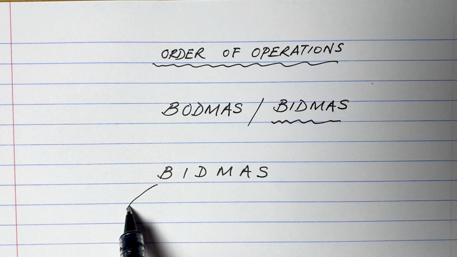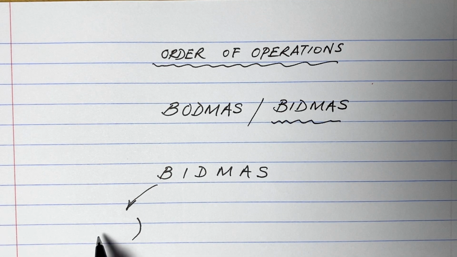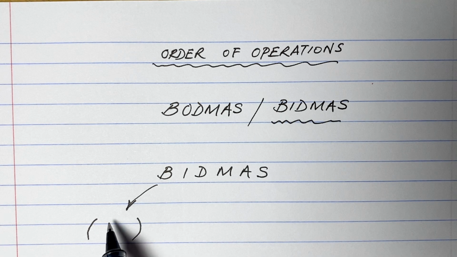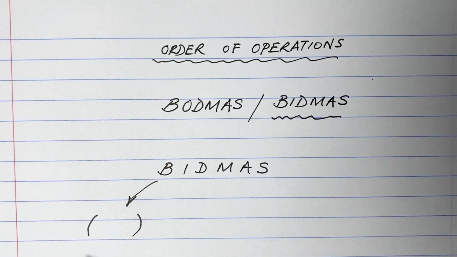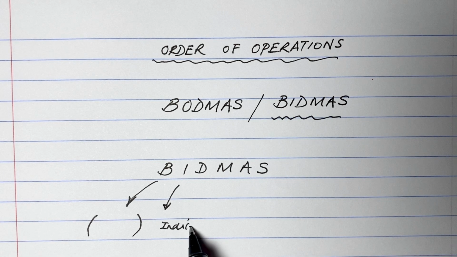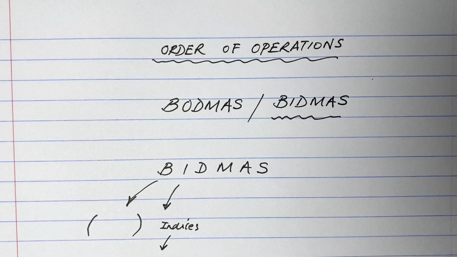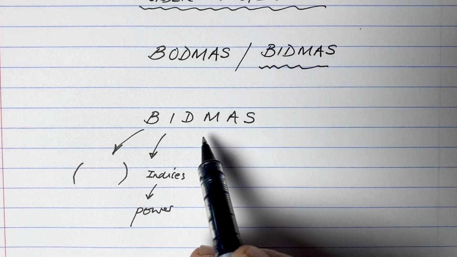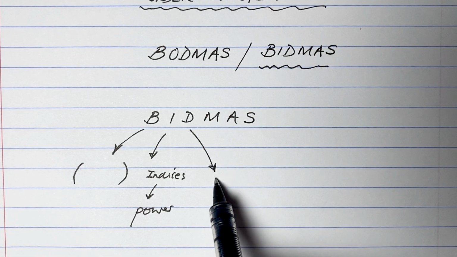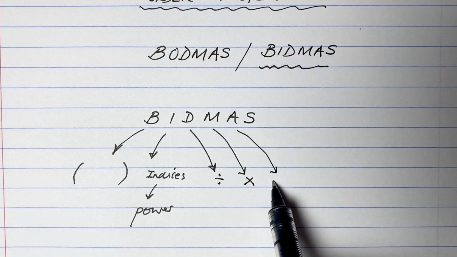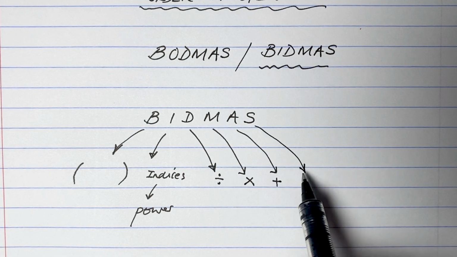B stands for brackets. What that means, first thing you have to do the operation inside the bracket. I represents indices, and indices means power. D for division, these are straightforward. M for multiplication, A for addition, and S for subtraction.